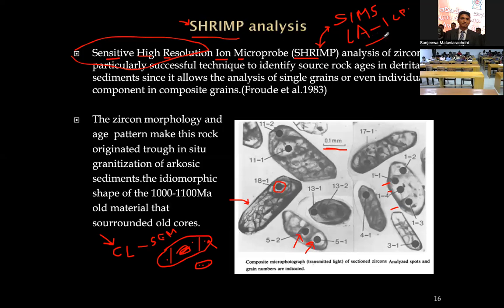Laser is a little bit difficult because laser needs bigger grains, since its spot size is much bigger than SIMS. So if you have a very tiny grain, you may not be able to analyze it by laser. You have to go to SIMS or SHRIMP, right?